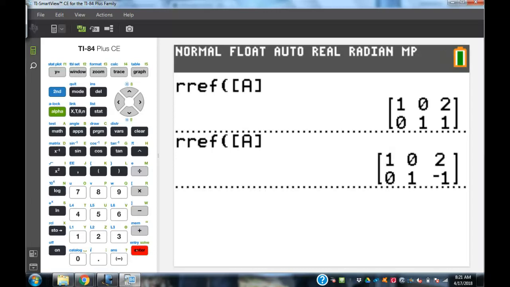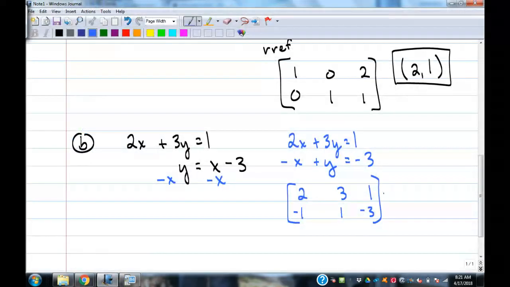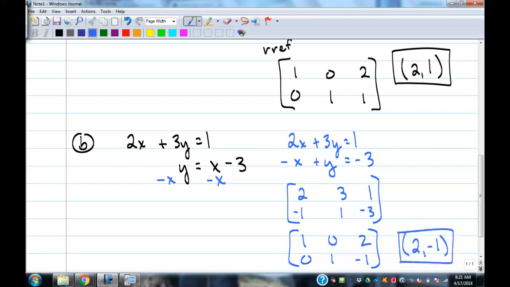Okay. So there's our matrix, 1, 0, 2, 0, 1, -1. So that gives us an ordered pair solution of 2, -1. Okay. So two systems, linear systems that have one solution. You see what that looks like? Really easy to do. Okay.